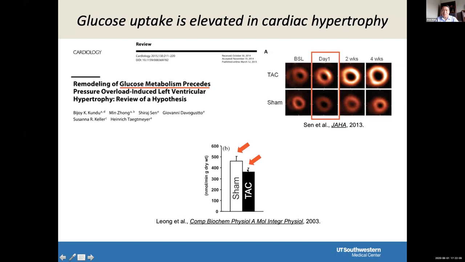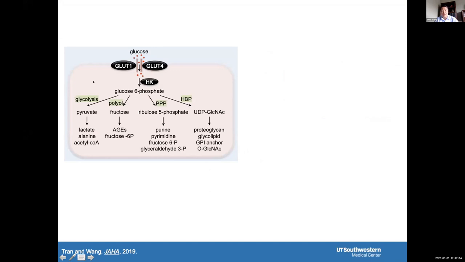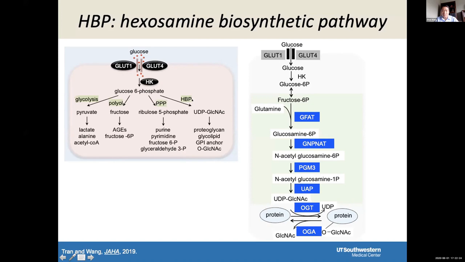So the glucose after entering cardiomyocytes is metabolized by at least four different downstream signaling events. We are particularly interested in one of those, the hexosamine biosynthetic pathway, HBP. In this process, glucose after entering cardiomyocytes is converted to UDP-GlcNAc as a final product through a series of enzymatic reactions. UDP-GlcNAc is a substrate for a number of biosynthetic reactions. For example, it can be conjugated to serine or threonine sites on multiple proteins.